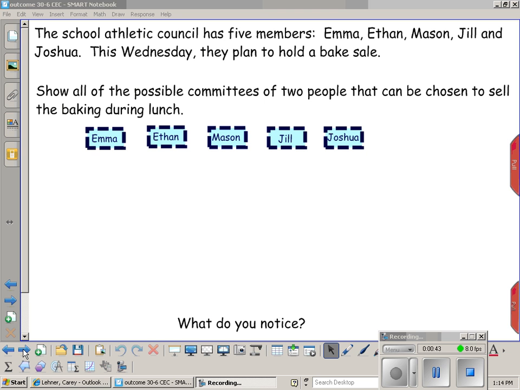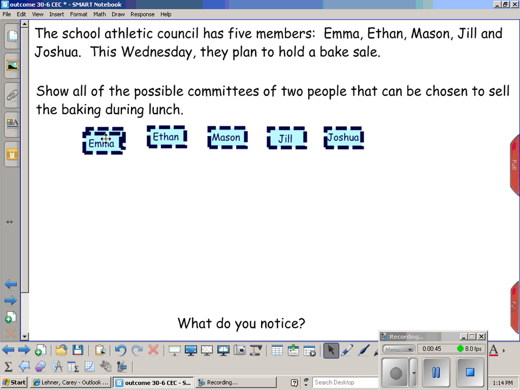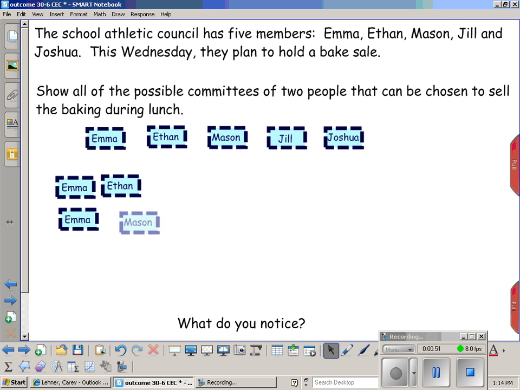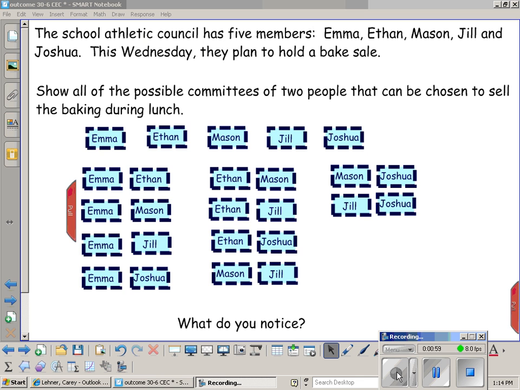So what that means is we might choose Emma and Ethan. Maybe we choose Emma and Mason, etc. So go ahead and pause this and try to write out all of the possible combinations. So here is what we get. We have 10 different ways that we can choose the 2 people.